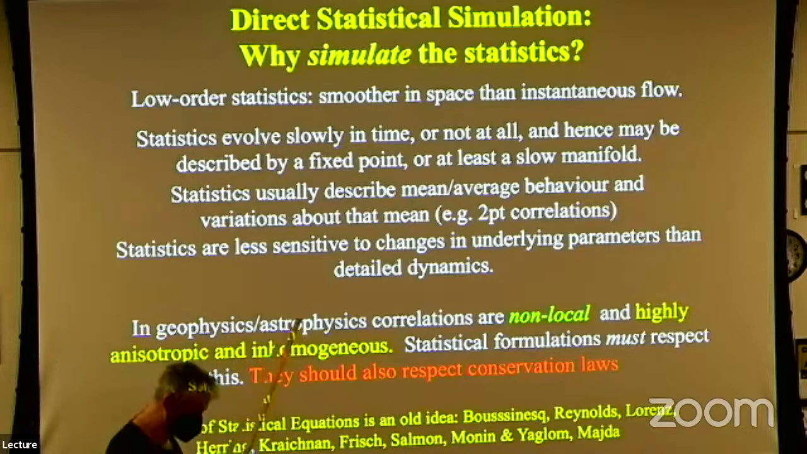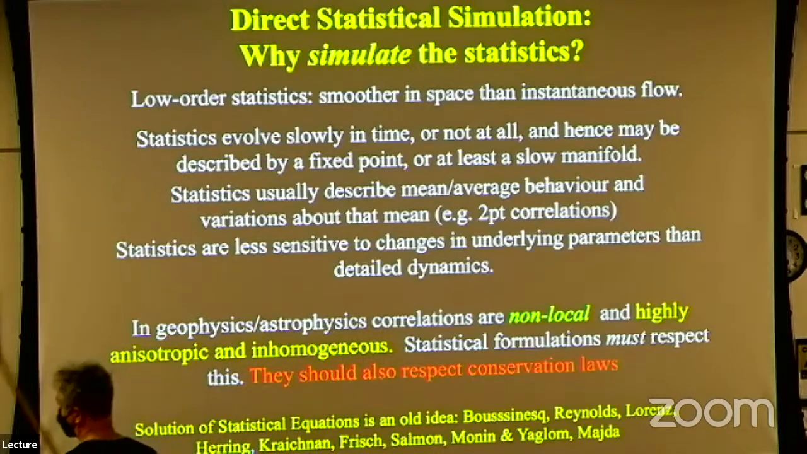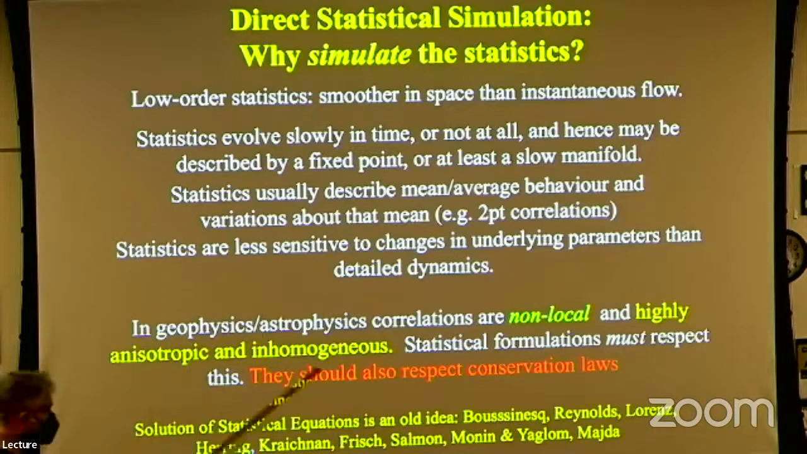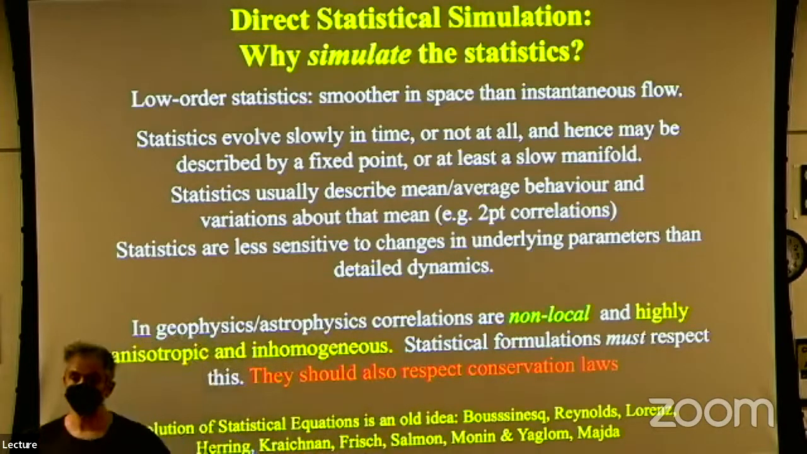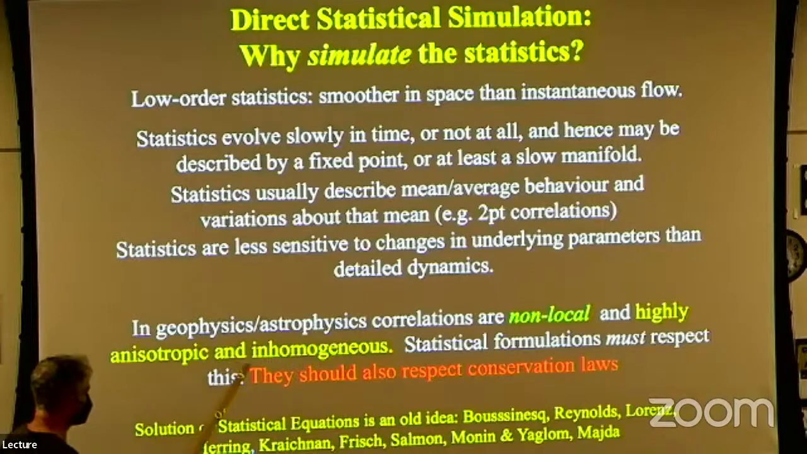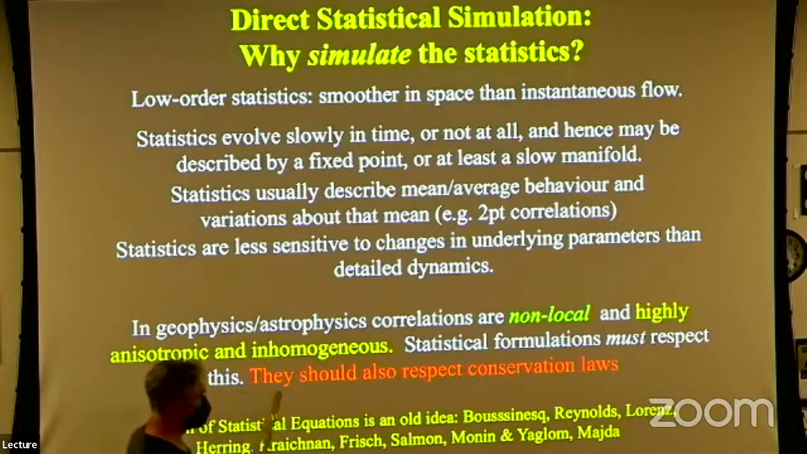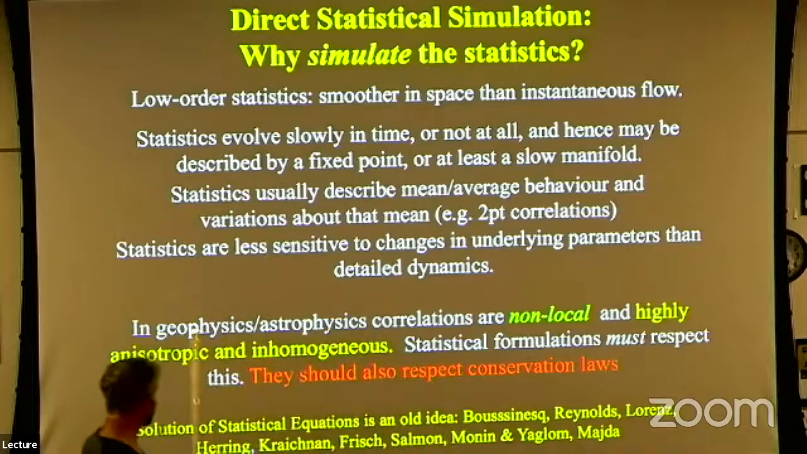In geophysics and astrophysics, you have to be a bit careful because the correlations, meaning these R's, if I'm thinking about it in this case, are usually non-local in time. So they may have this memory effect and possibly in space. And they're also highly anisotropic and inhomogeneous. We talked about these things not being homogeneous isotropic turbulence. So whatever statistical formulation we come up with should respect this. And we'd also quite like them to respect conservation laws. And remember, I told you that if we got rid of this term here, we automatically satisfied conservation laws.